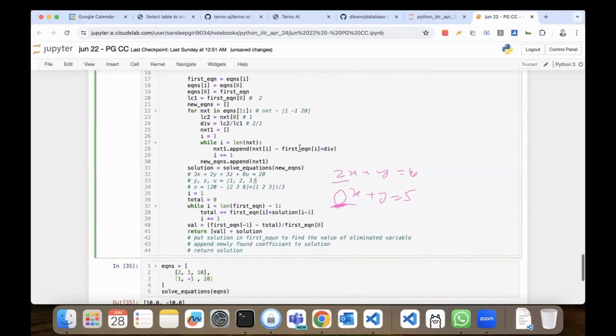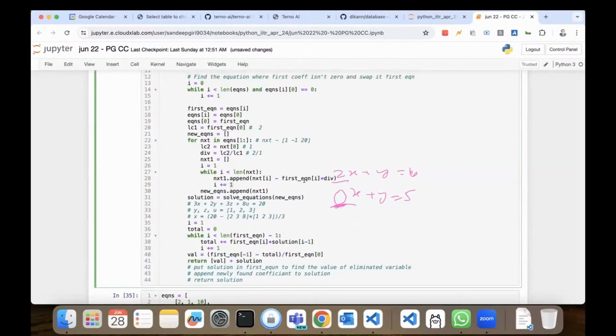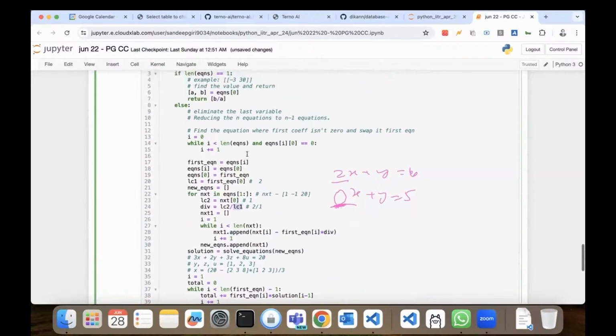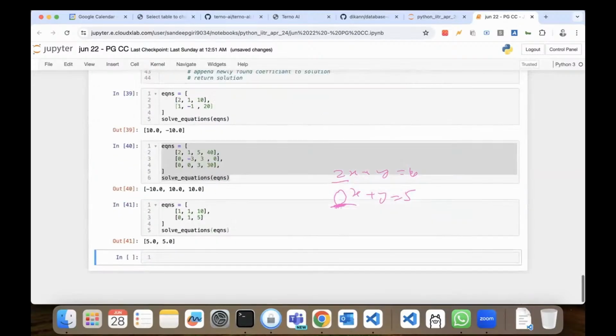So what I did was first equation multiplied by a number, what should I multiply with? And that's about it. And the division by 0 will not happen because I have made sure that LC1 is not 0 by doing this.